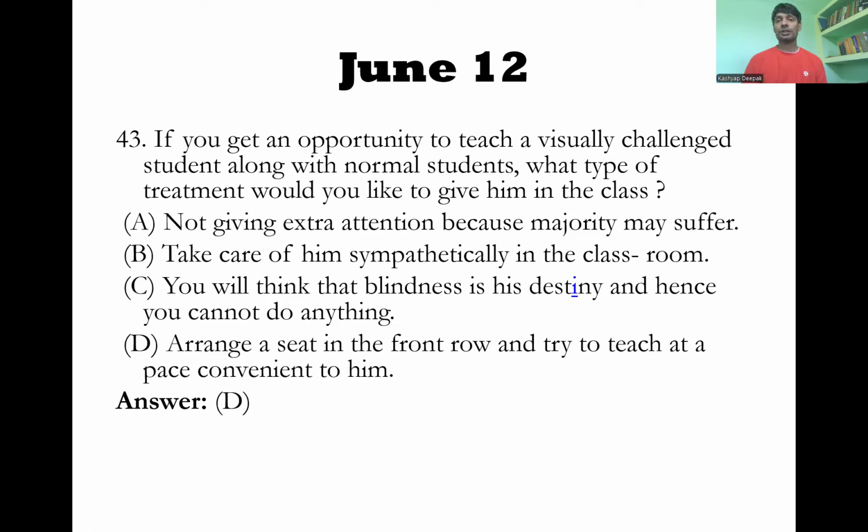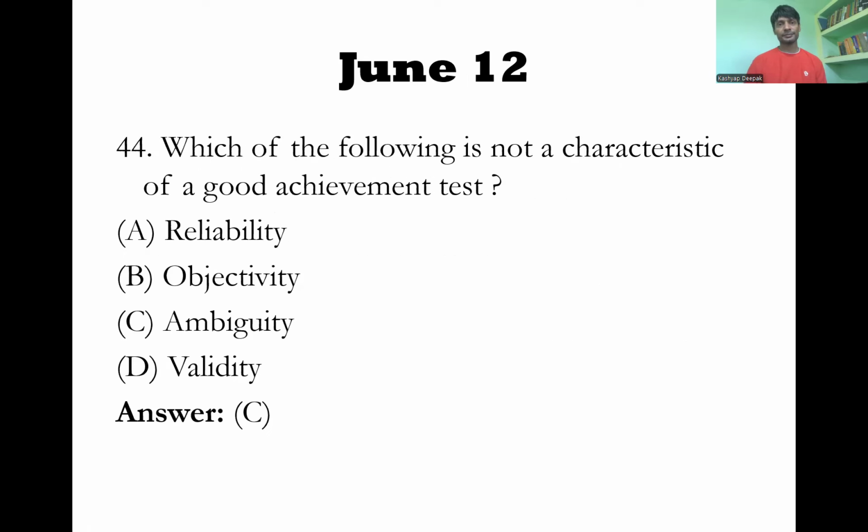If you get an opportunity to teach a visually challenged student along with normal students, what type of treatment would you like to give him in the class? Not giving extra attention because the majority may suffer. Take care of him sympathetically in the class. You will think that blindness is his destiny, hence you cannot do anything. Arrange a seat in the front row and try to teach at a pace convenient to him. So the answer is D. You have to take care of every student. You cannot ignore because of disability.